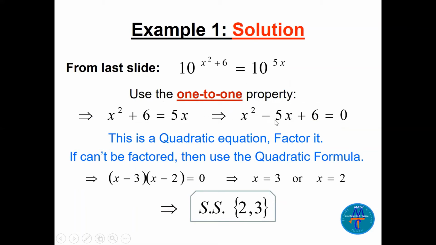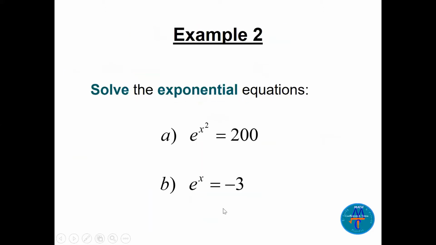Rearrange it. Take everything to one side equal to 0. This is a quadratic equation. We can factor it. Now, if we cannot factor it, we can use the quadratic formula. We will see some other examples. So we can factor this as (x minus 3)(x minus 2). So the solutions will be x equals 3 and 2. So that's the solution set. SS means solution set.